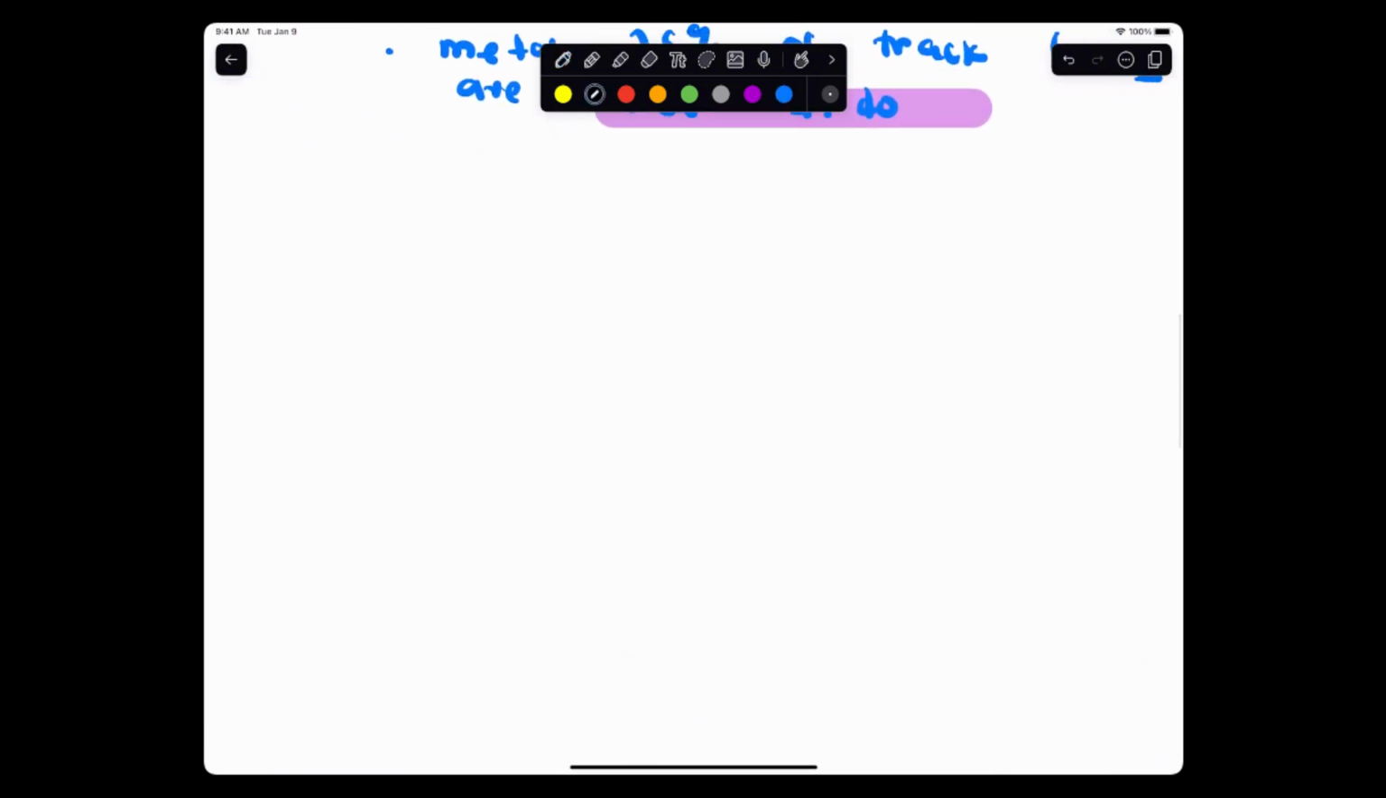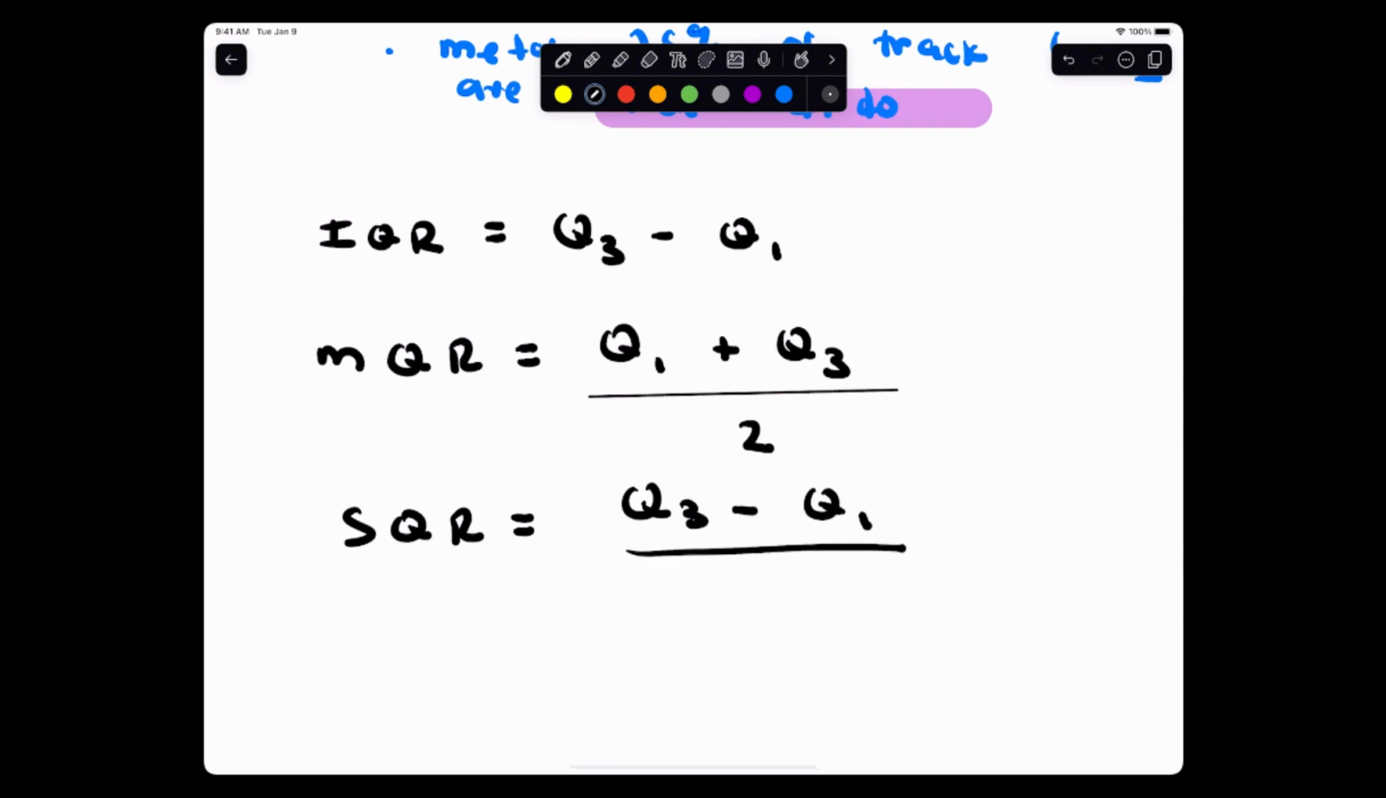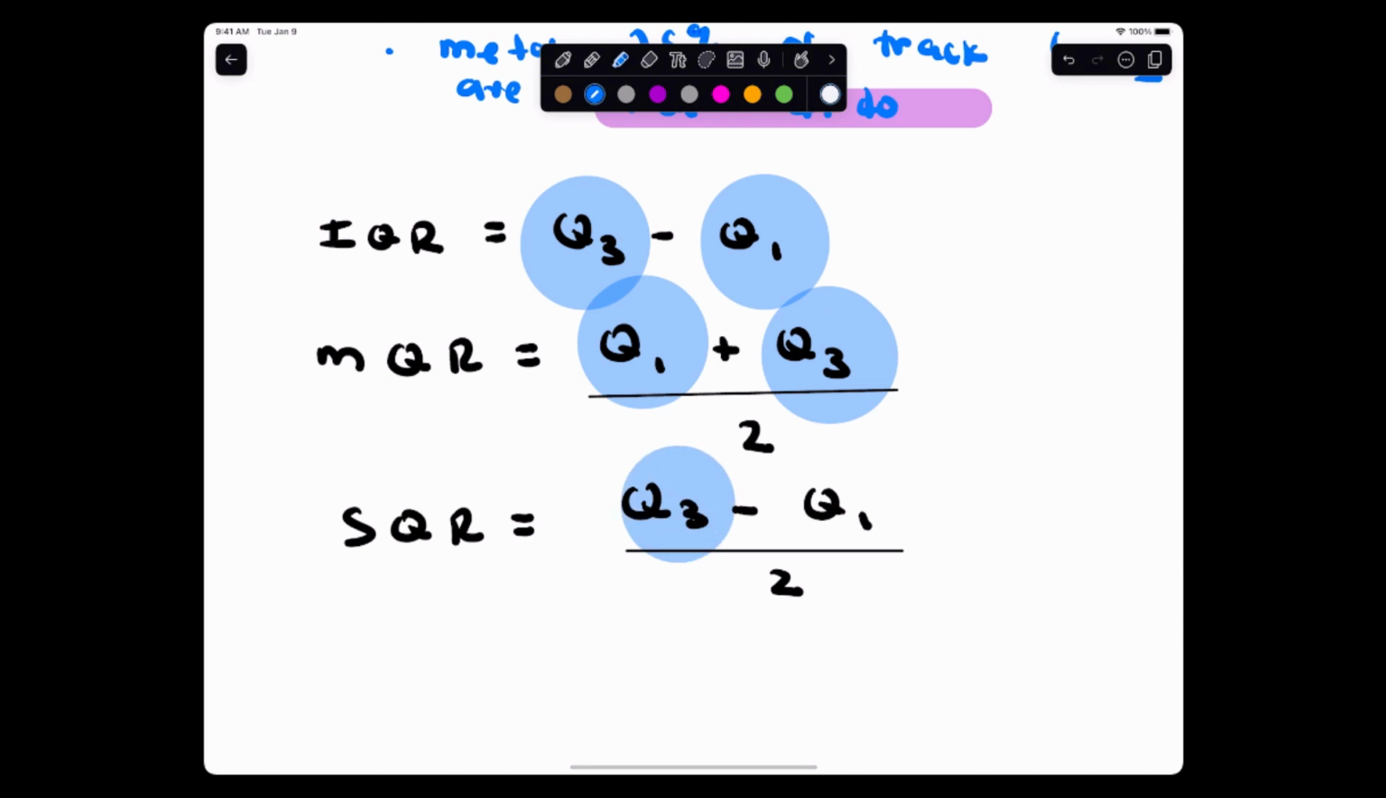Do you guys remember the definition of IQR, the interquartile range? Interquartile range is defined to be Q3 minus Q1, good. And then you have the mid quartile range. What's that definition? Q1 plus Q3 divided by 2. And then you have the semi-quartile range. It's Q3 minus Q1 divided by 2. So they're all based on you determining Q3 and Q1 and then doing the appropriate arithmetic.